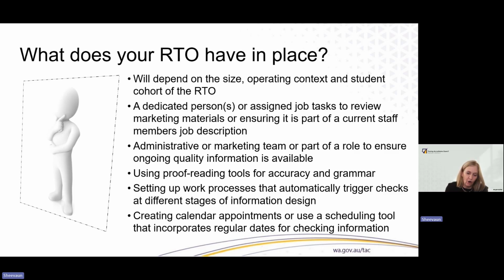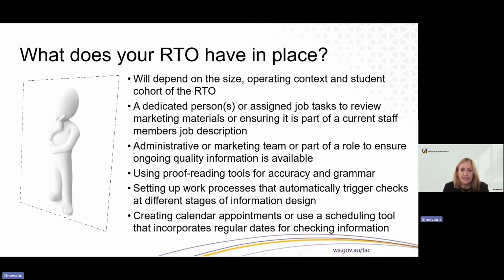Going back to that previous slide, what's really important under this outcome standard is the size and scale of your RTO, and the training products that you deliver and how you deliver them; all of those things are going to come into play around the type of information that you provide. What I've tried to do here is come up with some ideas, regardless of the size of your RTO, of things you can put in place to keep this information up to date and current. So things like, for example, having a dedicated person or assigned job tasks, someone who can review your marketing material, and you can ensure it's part of a current staff member's job description, for example.